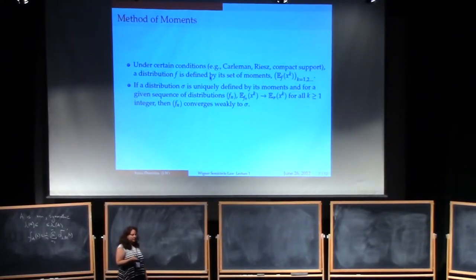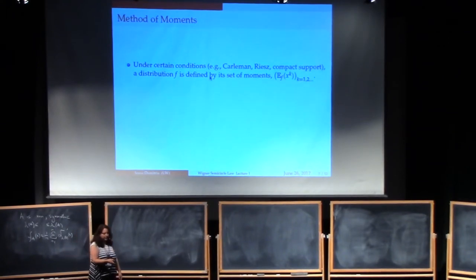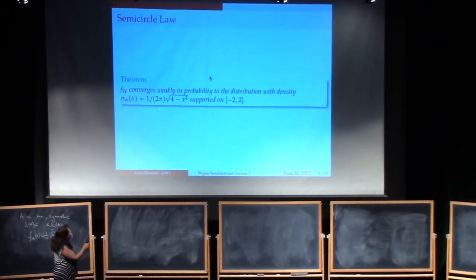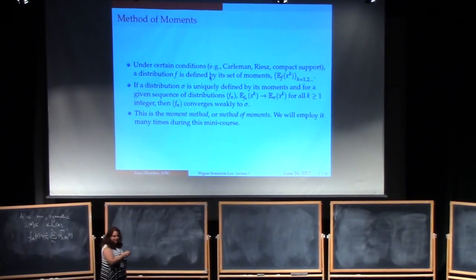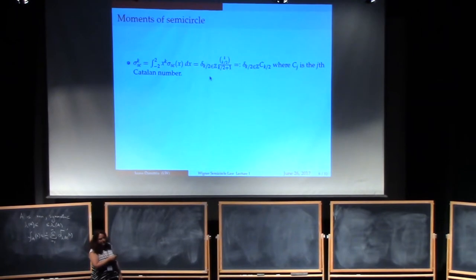So in other words, if I want to show convergence in probability to a certain distribution, it will be sufficient to prove convergence of the moment for each moment. Does that make sense? I hope it does, because I'm going to be using that a lot. So this is the moment method, or the method of moments. And like I mentioned, we'll be using it many times.